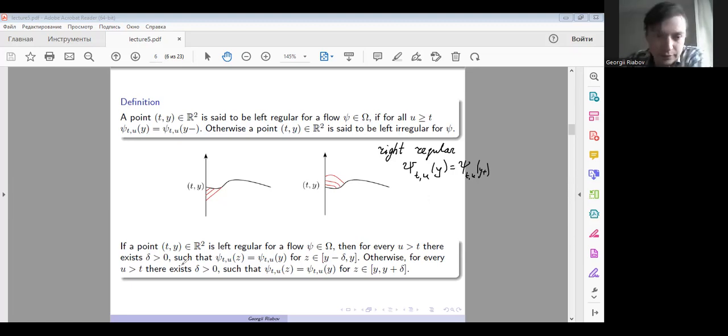In fact, one can easily check that a point is left regular if and only if all mappings psi tu have a segment like below y that sticks to the trajectory that starts from point y. And for left irregular points, the analogous segment is on the right side of y.